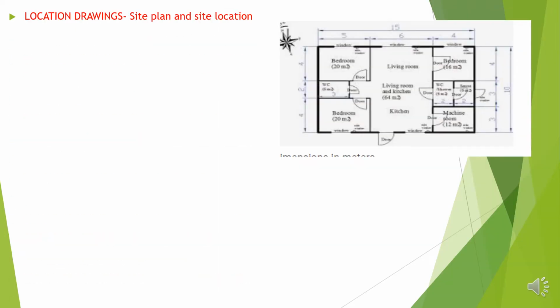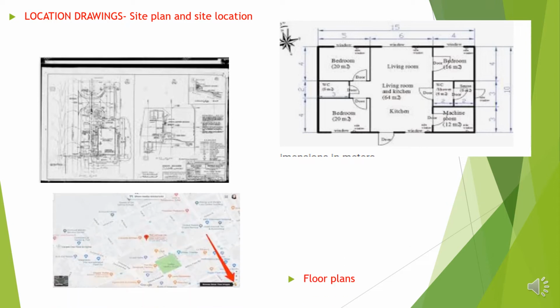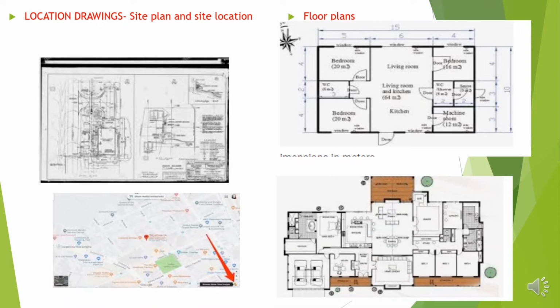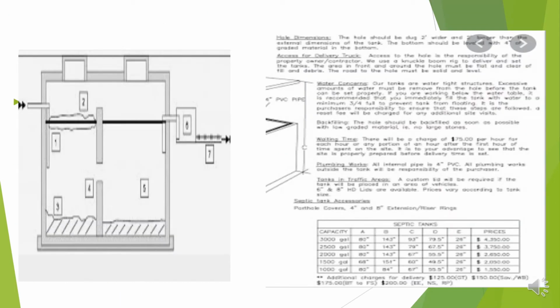Then comes the location drawings. See, these drawings will show you where your project has been located and other details. Accordingly, you can identify where the building has to be located and other details. You can find it from Google. Then comes the septic drawing.